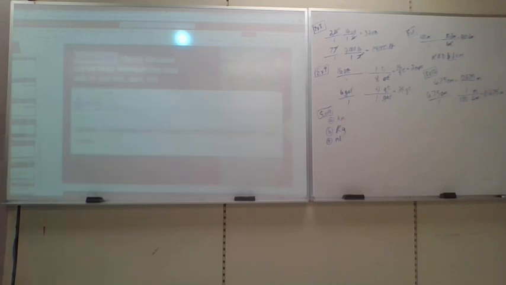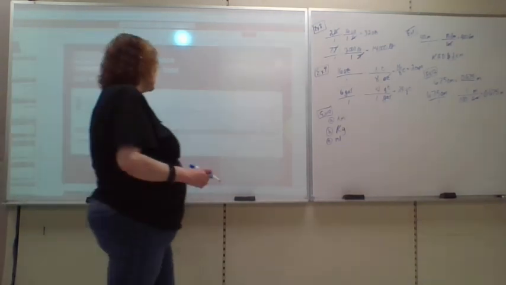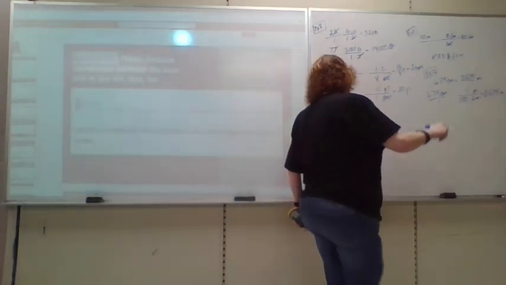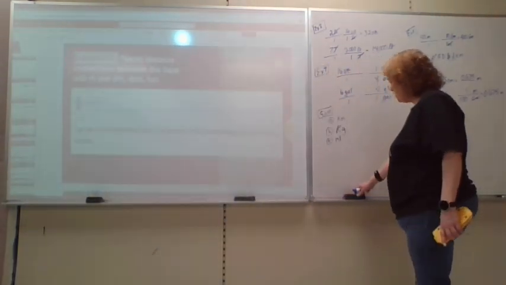Number 13, the metric distance conversion between the base unit M and DM. We have a gas station that's 36 kilometers away. How far is the gas station in miles? Since we're going from metric to US units, I would suggest using the picket fence.